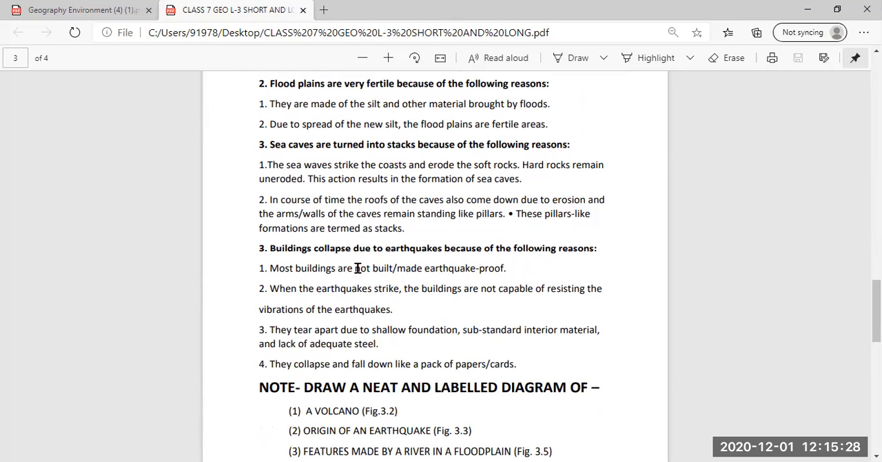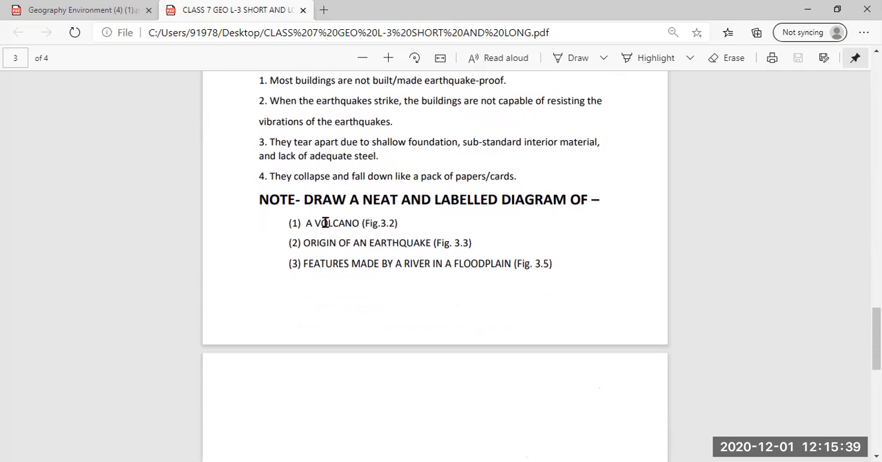Fourth is building collapse due to the earthquake because of the following reasons, and these are the reasons why building collapse due to the earthquake. So, and lastly, note that you have to draw a neat and labeled diagram. In the book these diagrams are already given. You have to just see the book.